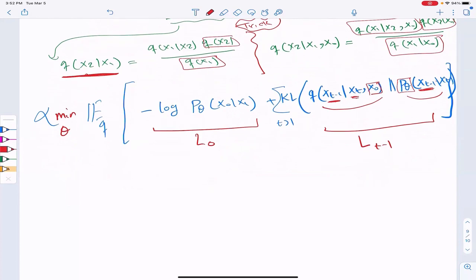Okay, so let's first look at loss at 0. Do we have a formula for P of x0 given x1?